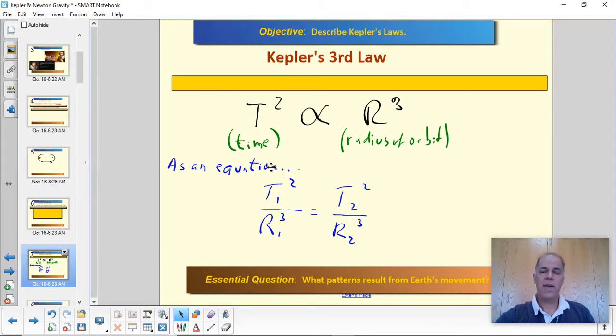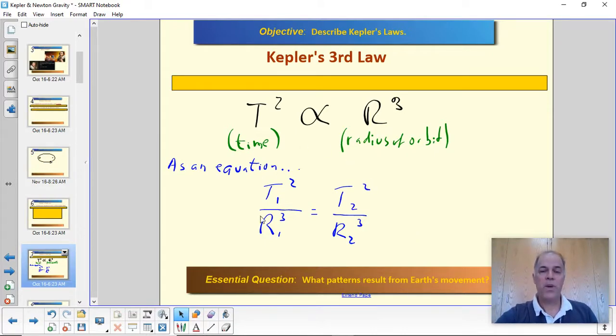Okay, so if you take the time that it takes for Earth to go around the sun in, say, days, and square that number, and then take the distance from the Earth to the sun in miles and cube that number, and take the time squared divided by the radius cubed, you're going to get a number. And then if you do the same thing for Mars, take the period of its orbit and the radius of its orbit and treat it the same way and do the math, you'll get the same number.